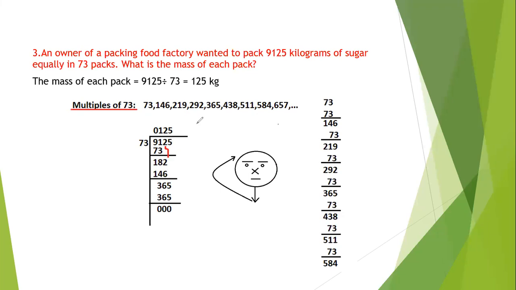I can find 182 here. How many multiples before 182? 2 multiples. 2 times 73, 146. Subtract 36. Then bring down 5, 365. Divide by 73. 365 is a multiple of 73, so count it. 1, 2, 3, 4, 5 multiples. So write 5 and multiply 5 by 73 equal 365. When you subtract, the remainder equals 0.